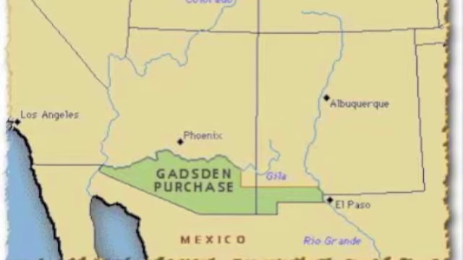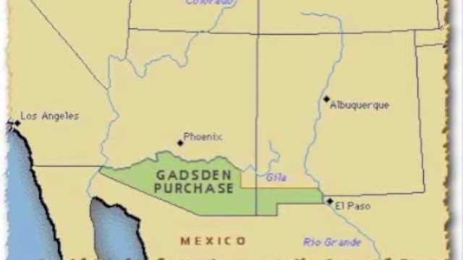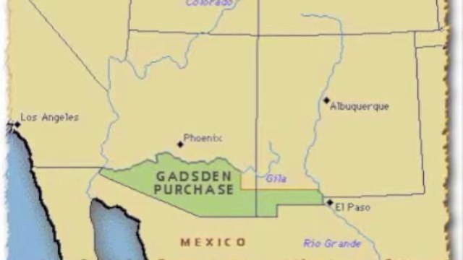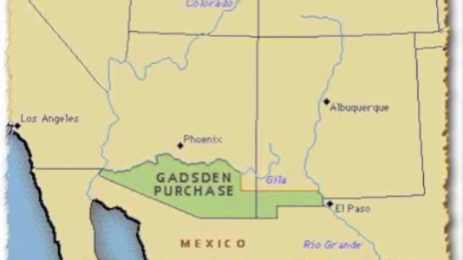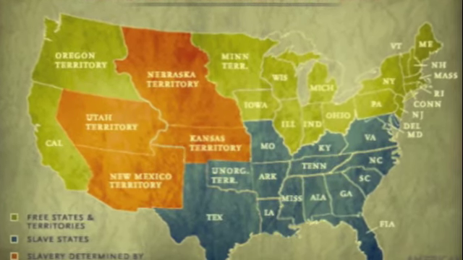In 1853, the Gadsden Purchase occurred. The United States bought from Mexico an area in southern Arizona and New Mexico for $10 million. America hoped to use this new land to build the Southern Transcontinental Railroad. In 1854, Congress passed the Kansas-Nebraska Act.